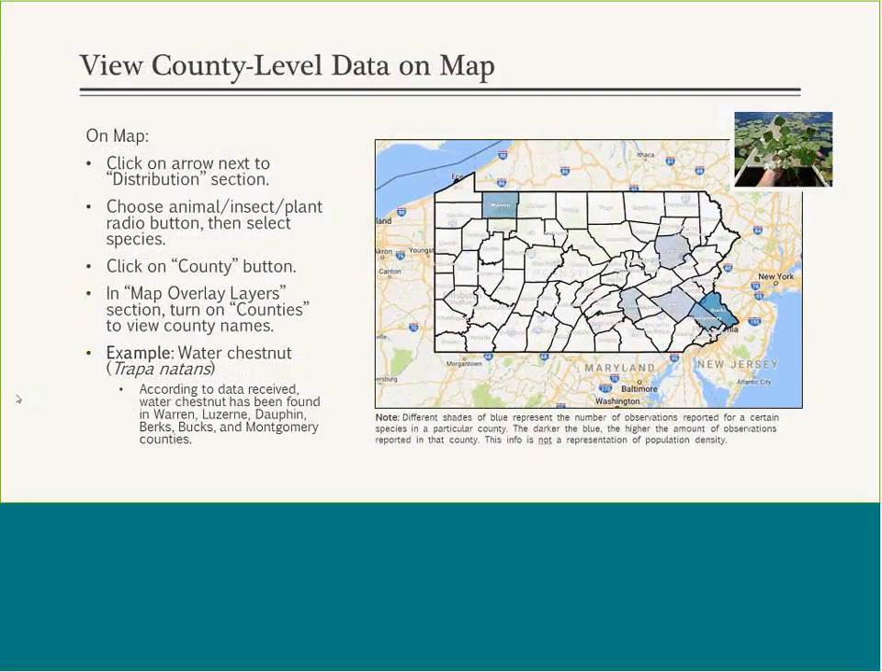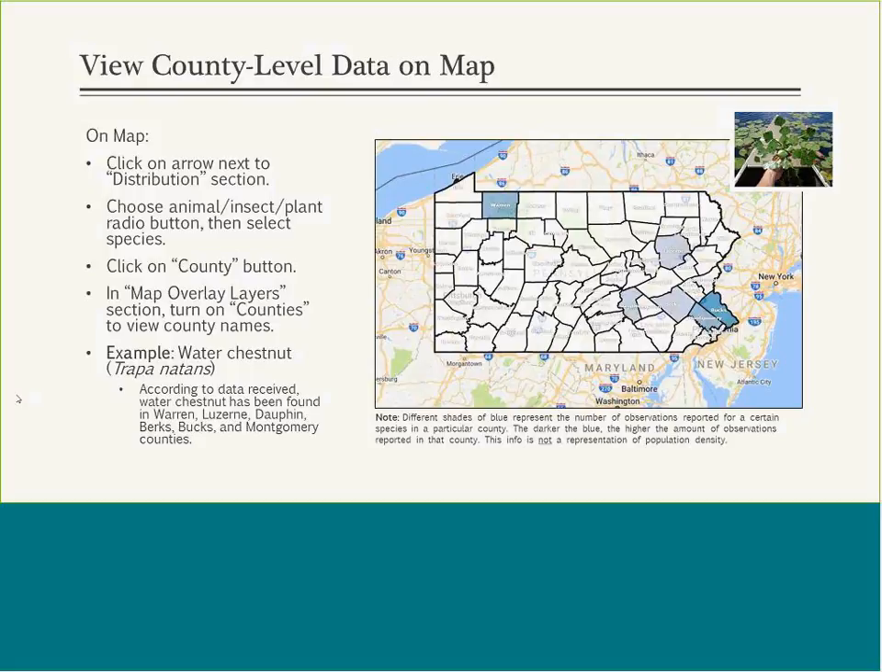In addition to looking at point data, the map also allows you to view data in a different way. You can look at it by counties. Here we have data that's been reported for water chestnut, and we can view it just by where the counties are. Rather than cluttering up the map with a bunch of points, you get a good feel for it just by looking at the counties. In order to do that, there's a section on the map called the distribution section. You would choose to view animal, insect, or plant data, and choose the county option. This is a screenshot of what you would ultimately see on your computer.